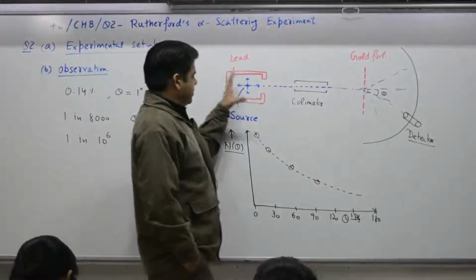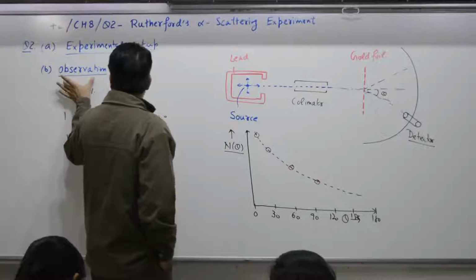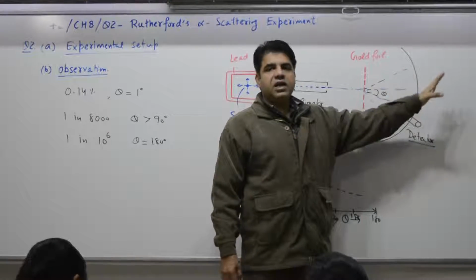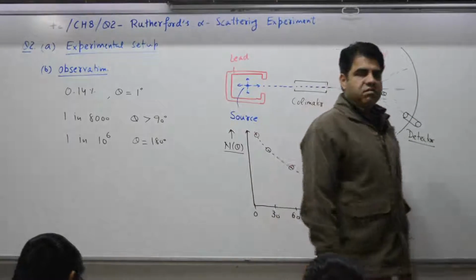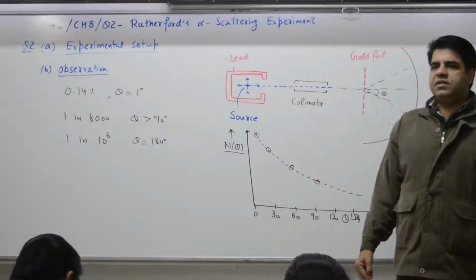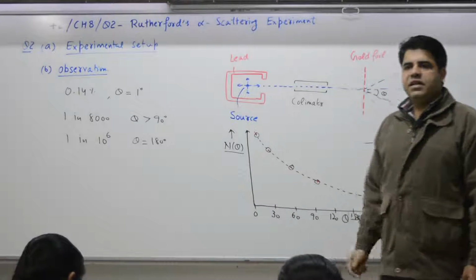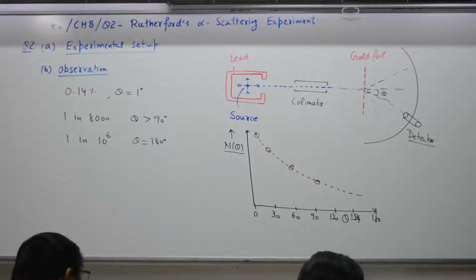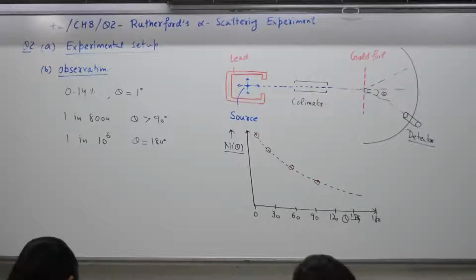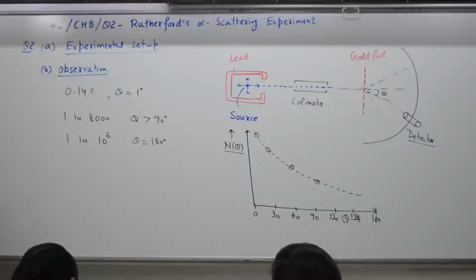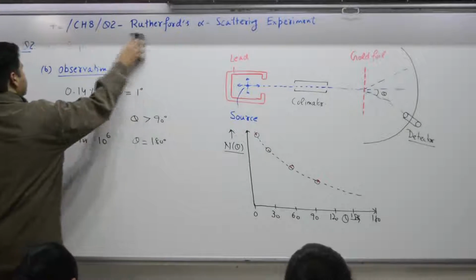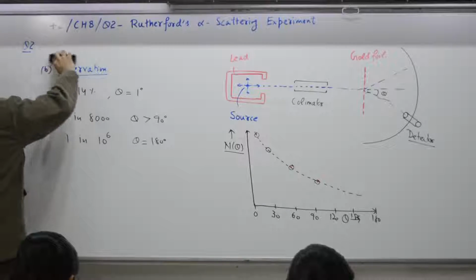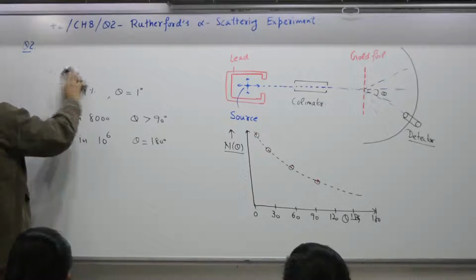The observation is, the majority passes undeviated. 1 in a million retraces, that means turns back, at what angle? 180 degrees. So first there is the experiment, then the observation, and then a conclusion.